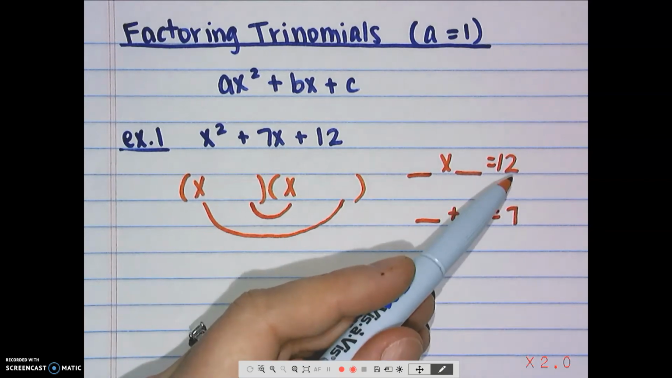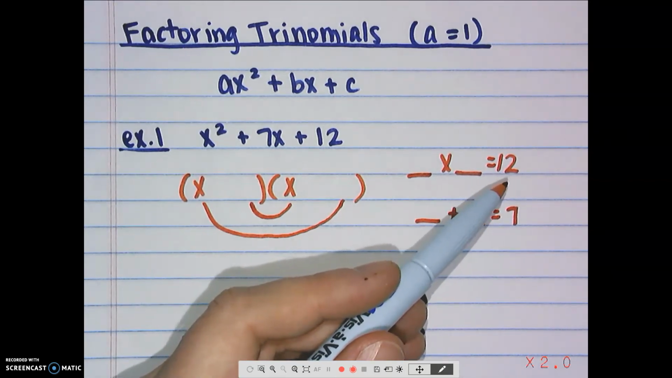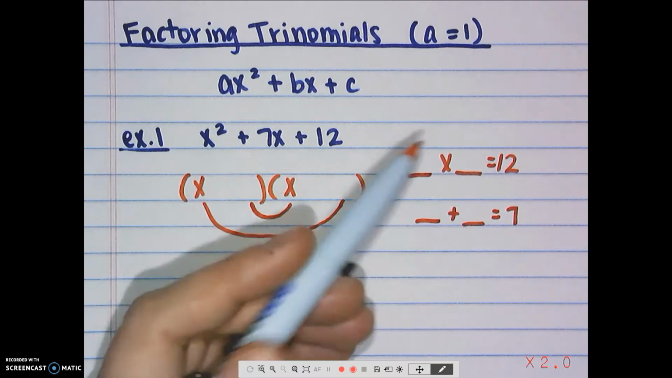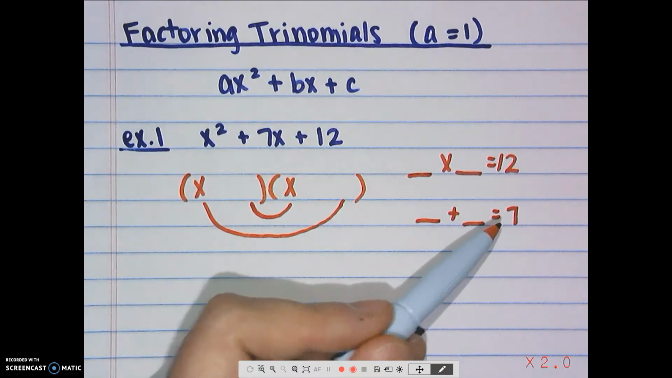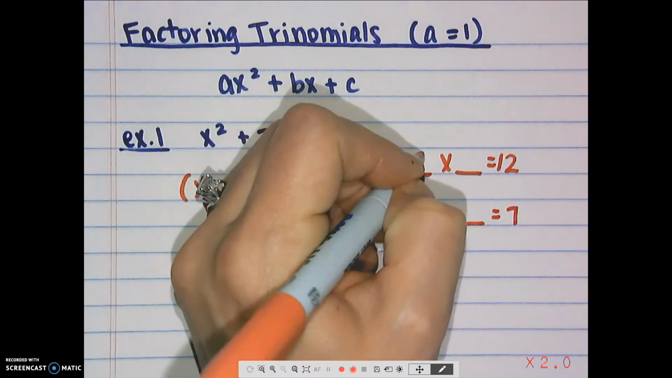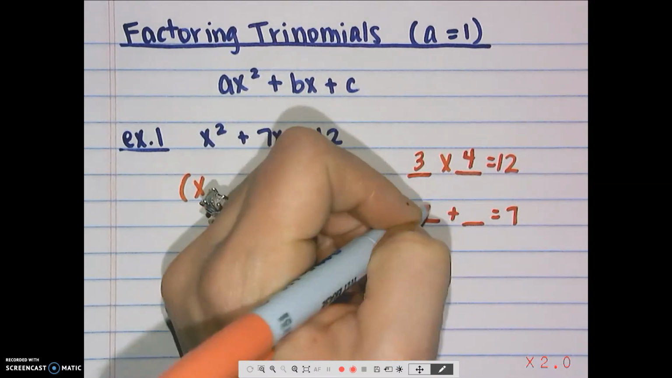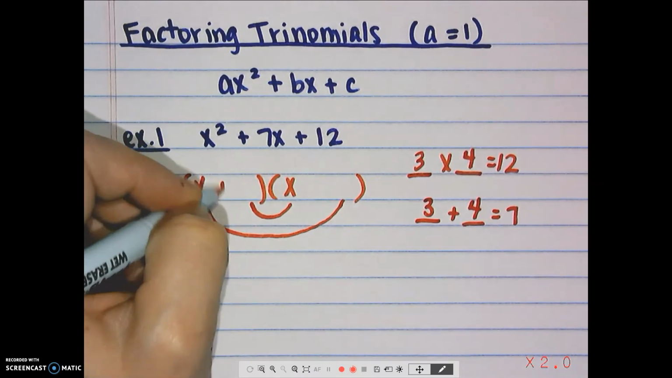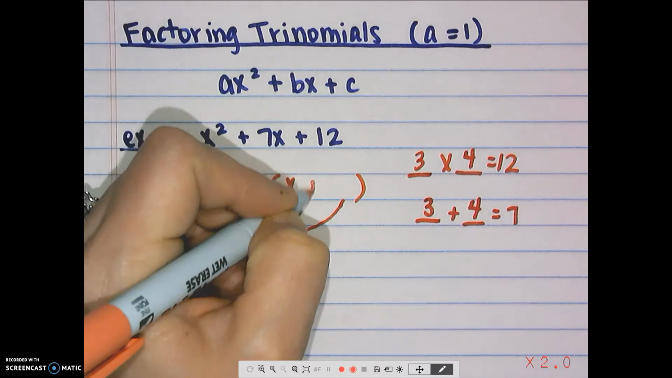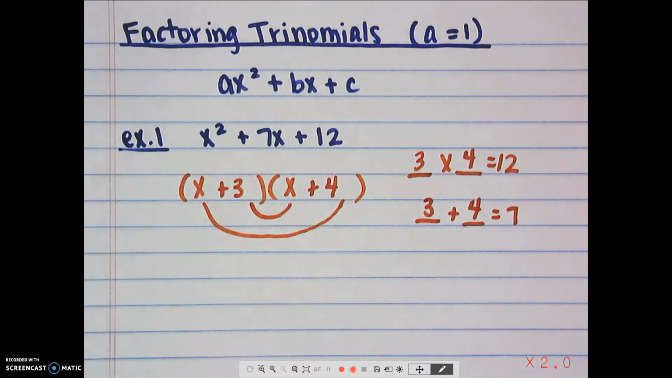So if we're thinking of numbers that multiply to give us 12, we have 1 and 12, 2 and 6, 3 and 4. Which of those are going to add to give us 7? Well, 3 times 4 is 12, and 3 plus 4 is 7. So that means we would need a positive 3 and a positive 4.